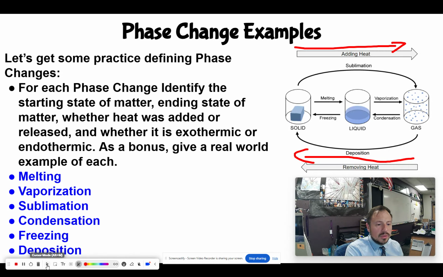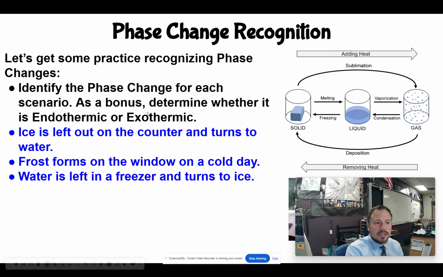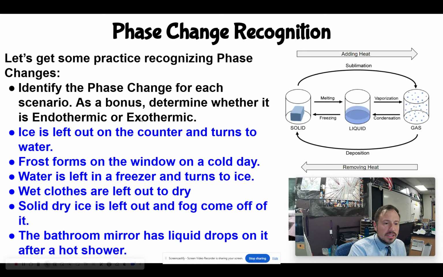And giving a real world example, we'll go ahead and move on to the next slide, and it does have some real world examples for that. So let's see, there we go, perfect. All right, so here is some recognition. These are the six phase changes. Ice is left out on the counter, turns to water. Well, that is going to be melting, because you're going from a solid to a liquid. And you'll be able to determine whether it's endothermic or exothermic based on the direction of that heat.